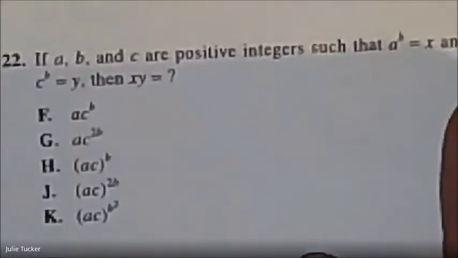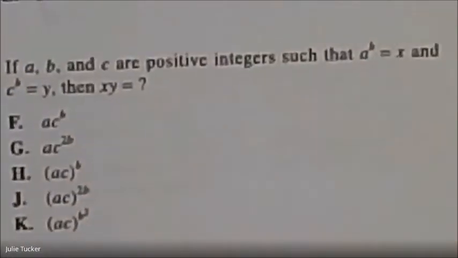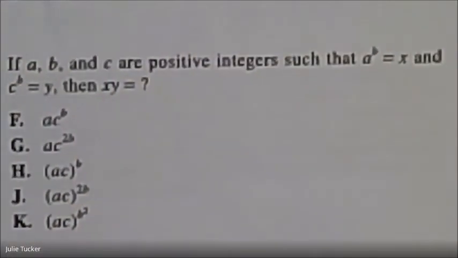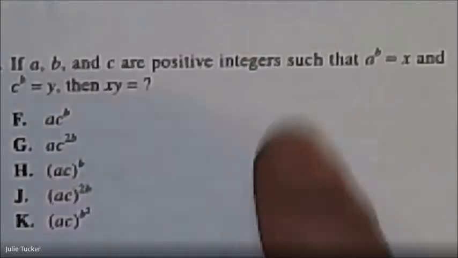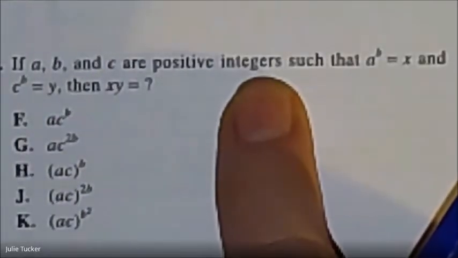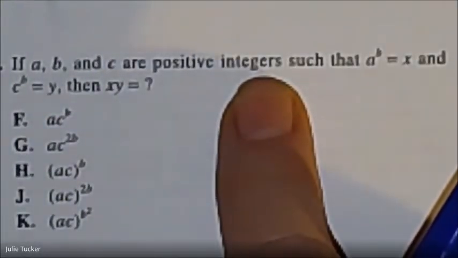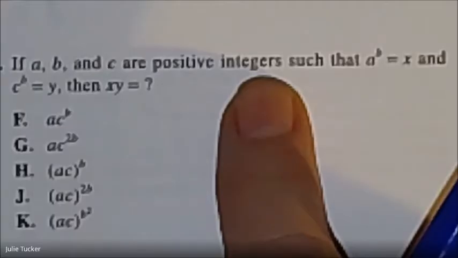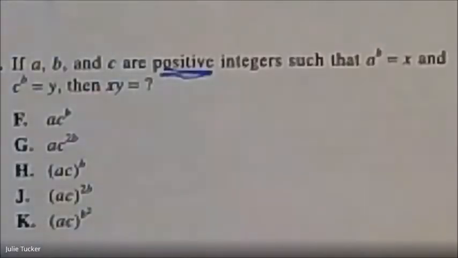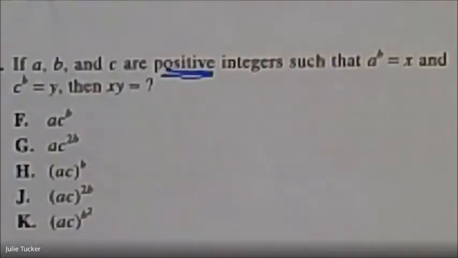Yeah. Okay, here's number 22. If A, B, and C are positive integers, do you remember what integers means? It means like positive and negative whole numbers. But they're telling you that it's only positive integers. So that means numbers like 1, 2, 3, 4, right?